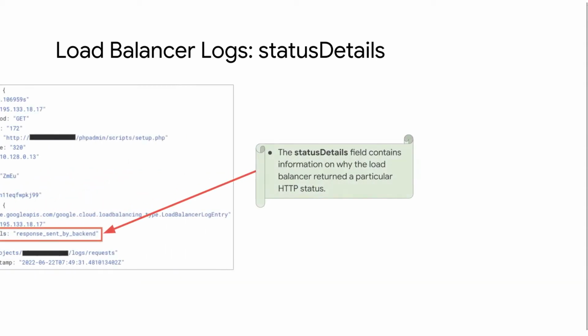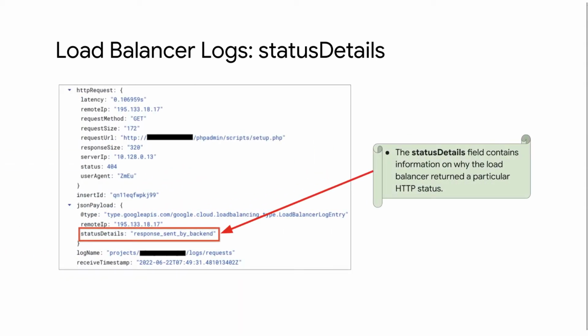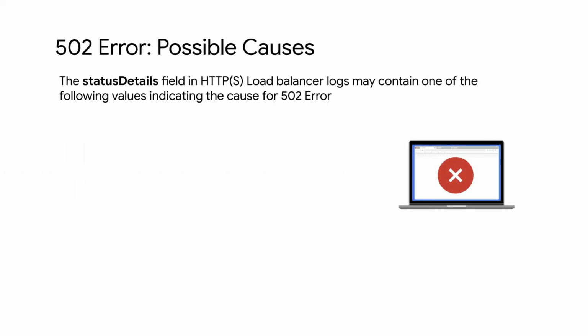Before we troubleshoot a live 502 error, let's understand some possible causes for 502 errors with the help of the statusDetails field that exists in the HTTPS load balancing log entries. The statusDetails field contains information on why the load balancer returned a particular HTTP status. It will have a value for both successful and failed requests.